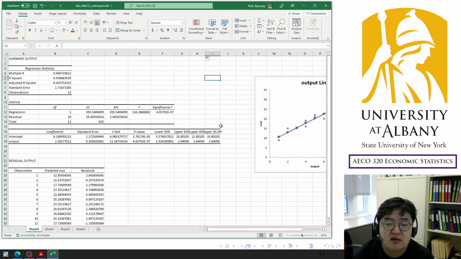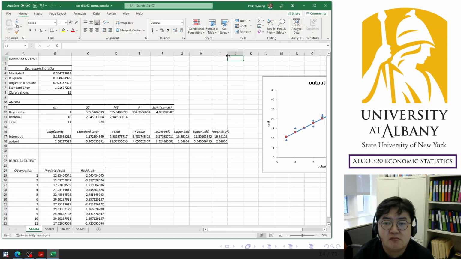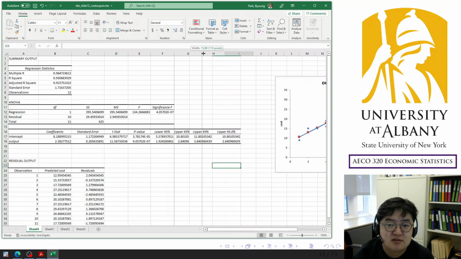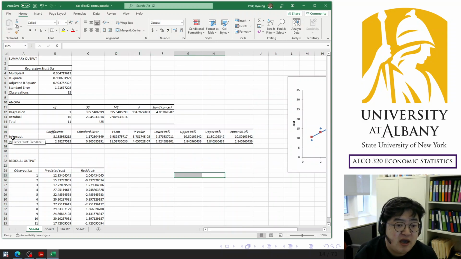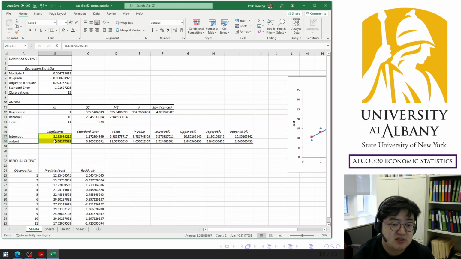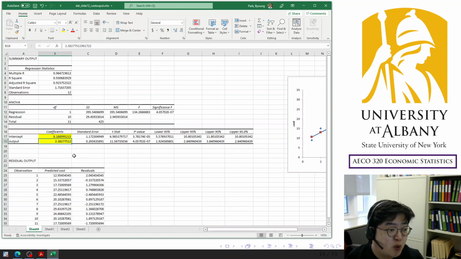Top three tables. First, this table is the main result table. So we have intercept beta 0 and coefficient of output beta 1. So this is fixed cost and this is marginal cost. And those are estimated point estimates for those two parameters. So our estimate is that the fixed cost is 8 and the marginal cost is 2.3, right? It may have random error.